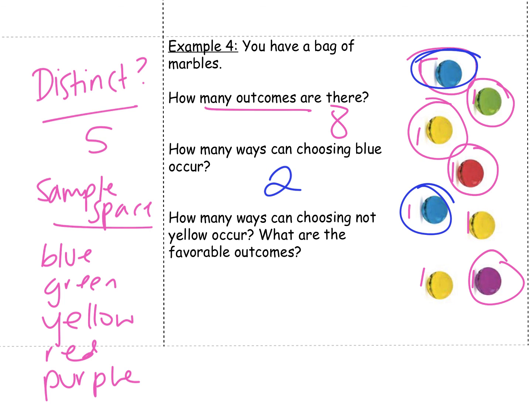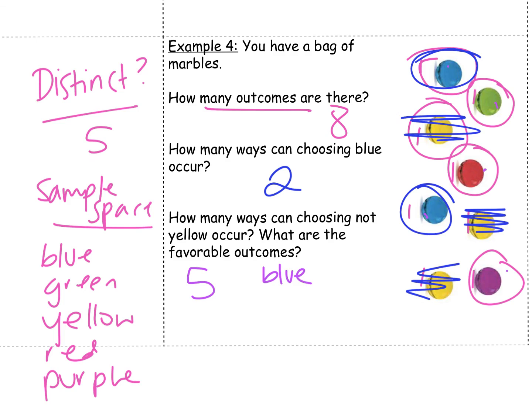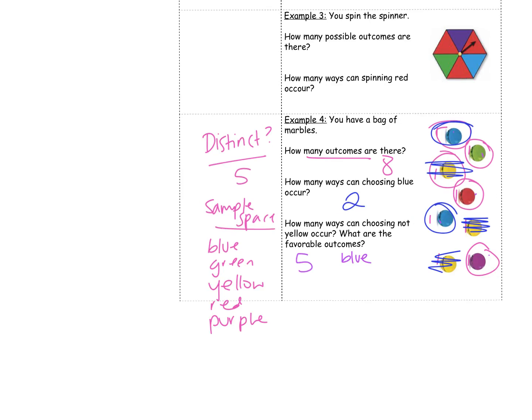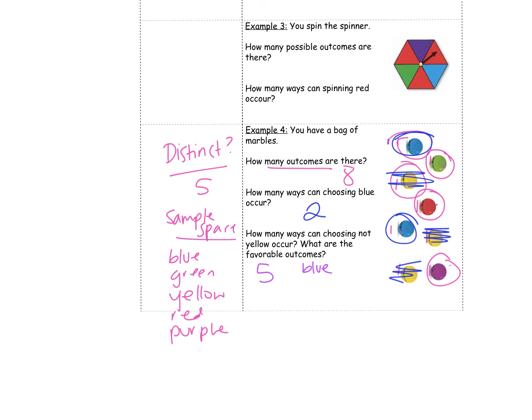And then I need to know how many ways can choosing not yellow occur. Well, if I don't choose yellow, how many winning outcomes could I have? I could pick 1, 2, 3, 4, 5 different marbles, so that's my favorable outcomes. I could pick a blue. I could pick the blue, the green, the red, the other blue, or the purple.